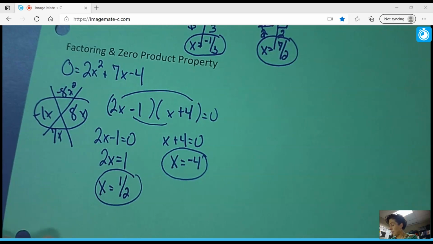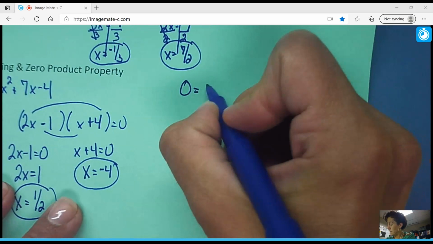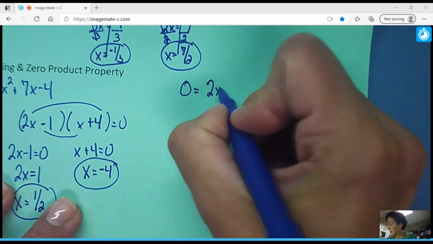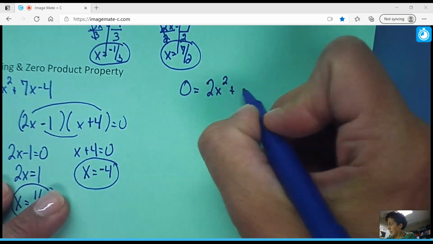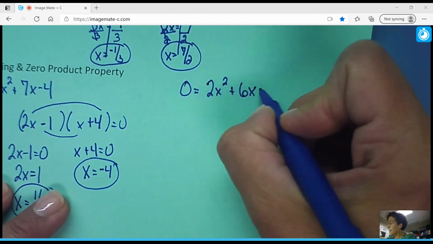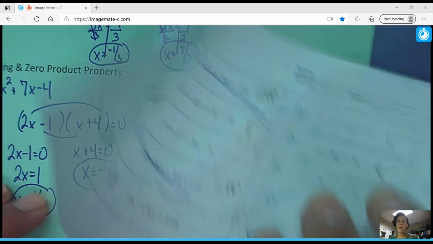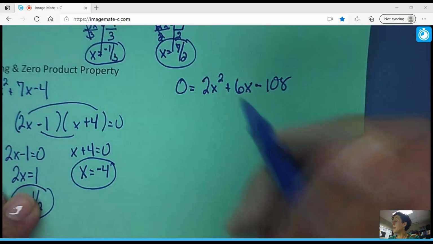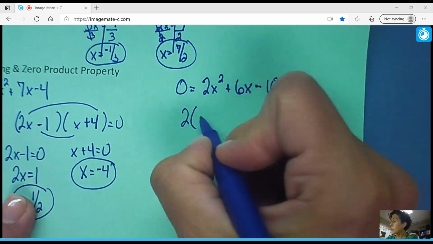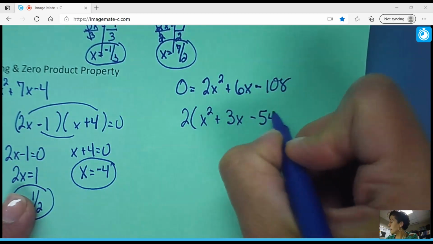All right, another problem that we could factor was this problem. And it was equaling 108, but we had subtracted the 108 over. So just showing you what it looked like. So now this problem does have a GCF. So I'm going to take that 2 out, and this is what we did before. So that gives me 54.